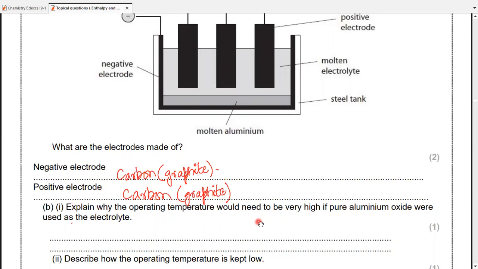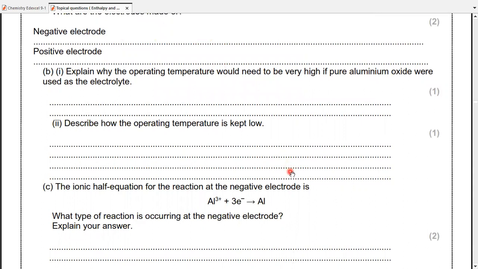Make sense? Now, describe how this operating temperature is kept low. With the use of the salt, molten salt. And the name of that salt was? It was a difficult name, right? But I know the spelling. Go ahead. Cry-o-l-i-t-e. Cryolite. Great. Cryolite is another aluminum salt which is used for keeping the operating temperature low. Very good. What is cryolite made out of? The actual formula for cryolite is this.